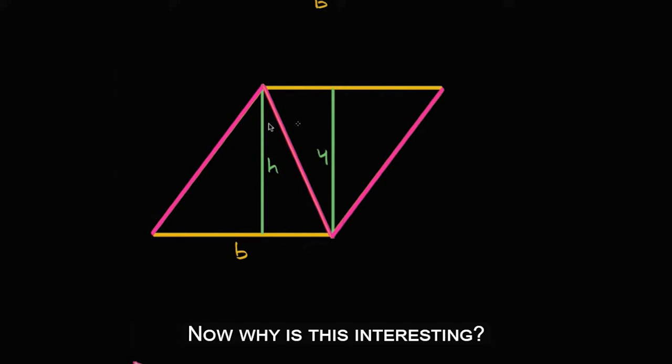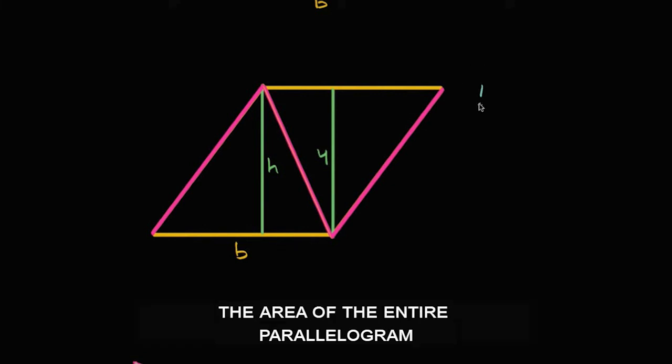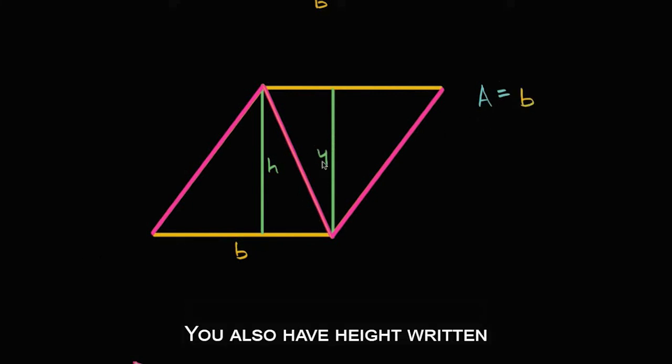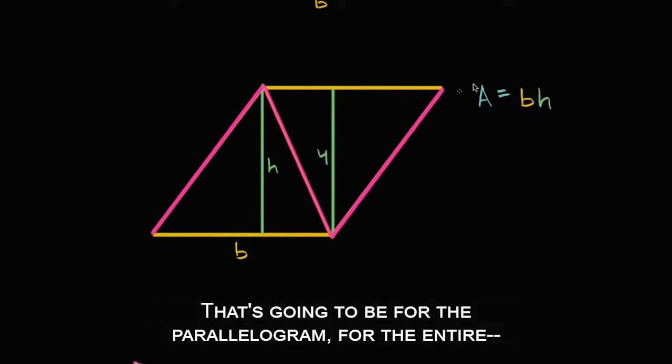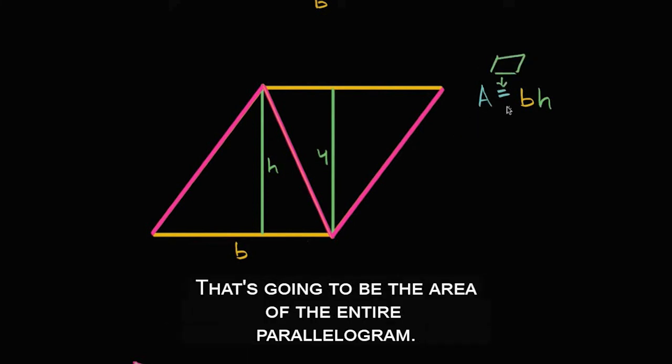Now, why is this interesting? Well, the area of the entire parallelogram is going to be the length of this base times this height. You also have the height written as the h upside down over here. It's going to be base times height. That's going to be for the parallelogram, for the entire, let me draw a parallelogram right over here. That's going to be the area of the entire parallelogram.